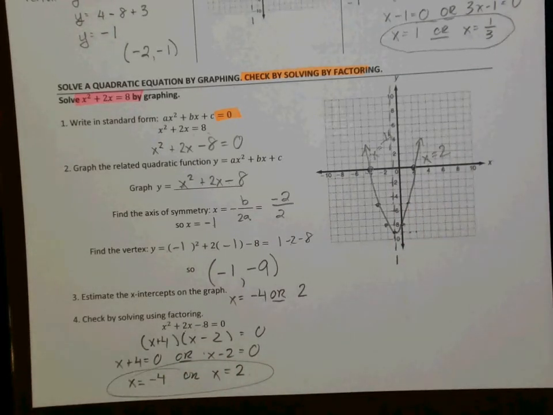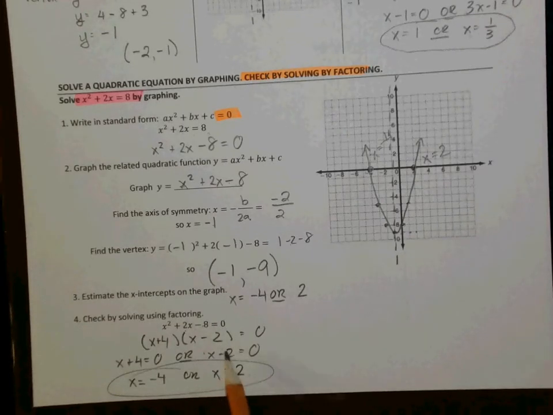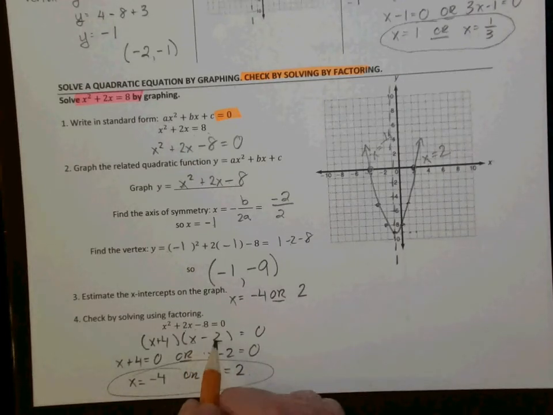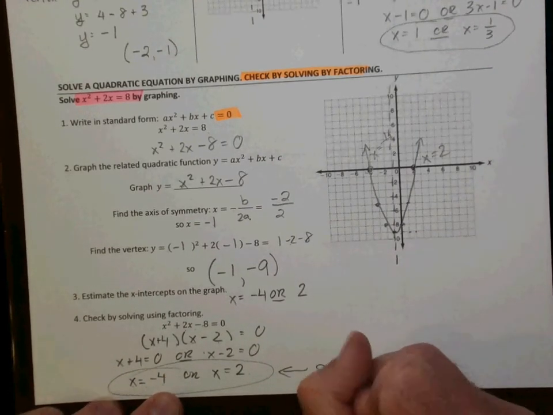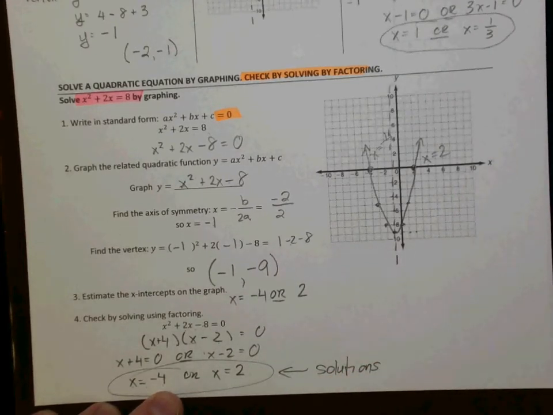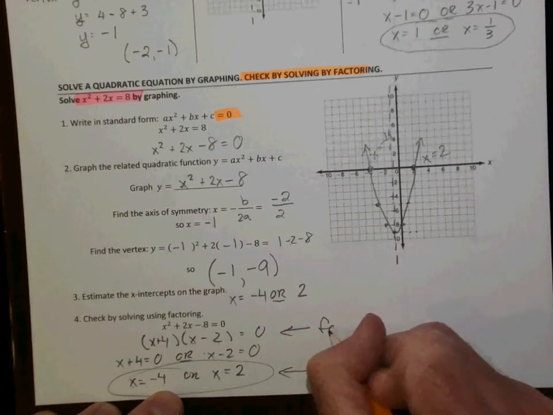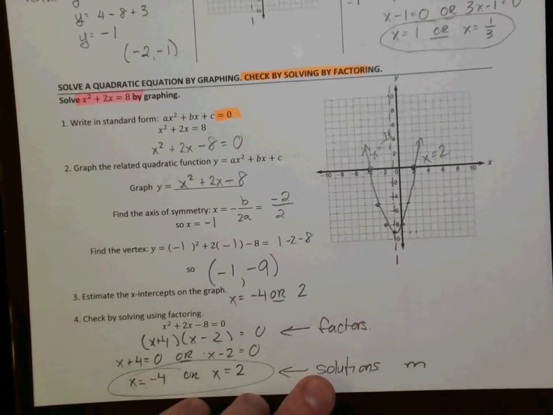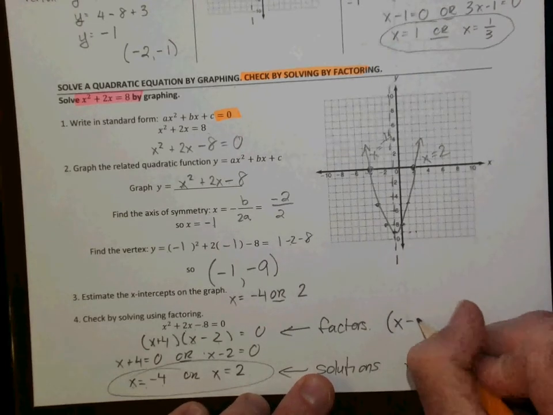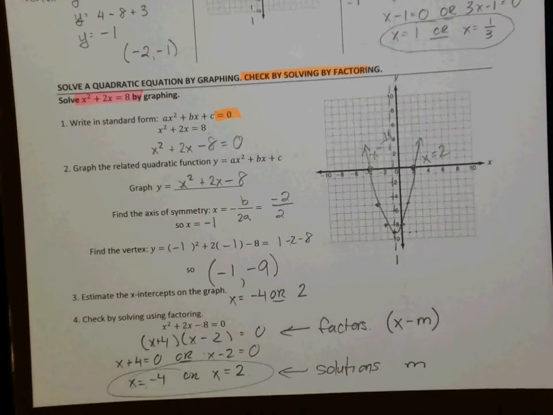by graphing. So, one thing to note here, if x is equal to 2 is a solution, x minus 2 is a factor of the quadratic. If x is equal to negative 4 is a solution, x plus 4 is a factor. So these are solutions. These are factors. So if a solution is, say, m, then a factor is x minus m.